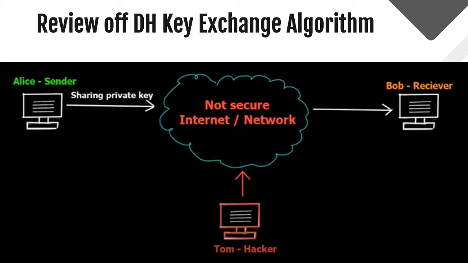Let's see in the diagram, if they are sharing the private key on the internet or network, a hacker or intruder, such as Tom, can read the private key and then decrypt the messages that are being passed between Alice and Bob. So there has to be some mechanism. This is where the Diffie-Hellman key exchange algorithm works.